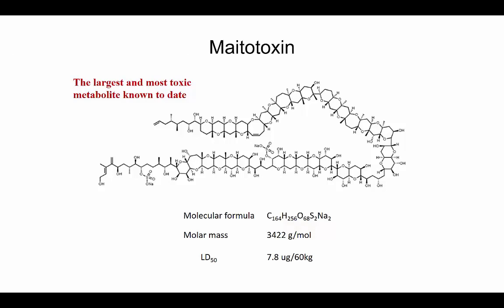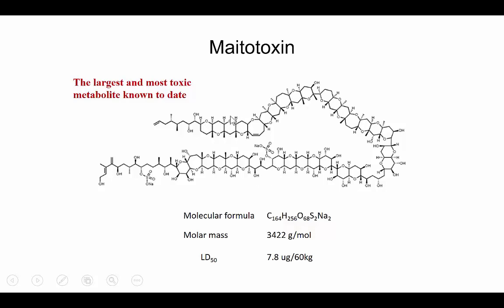This molecule's name is Maitotoxin. It was isolated from algae from the sea. The molecular weight of this molecule is over 3,000. It's quite a huge molecule, maybe one of the biggest organic molecules known to humans. The LD50 of this molecule is about 8 microgram per person. So it's quite toxic and quite complicated, and maybe the biggest molecule ever challenged to synthesize chemically. This synthesis has been tried by the Nicolaou group for many years. If you look at this structure, how many people do you think you need? And how long does it take?